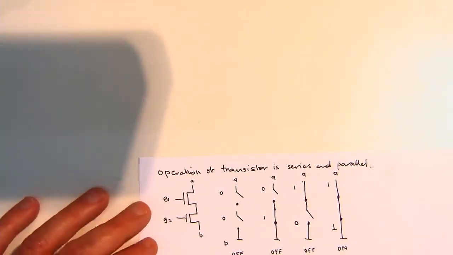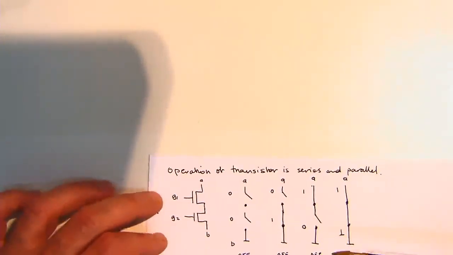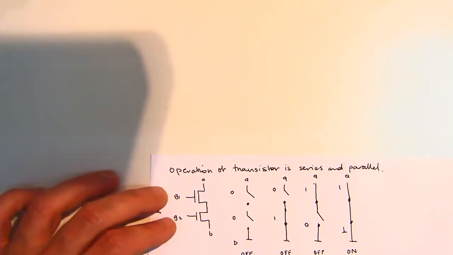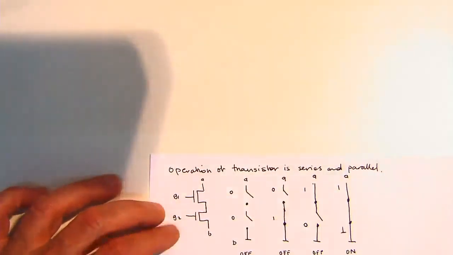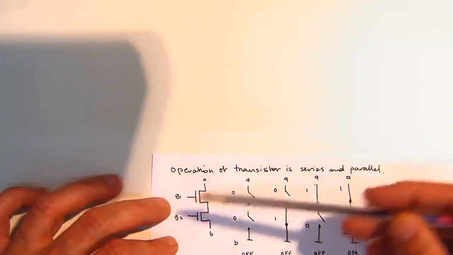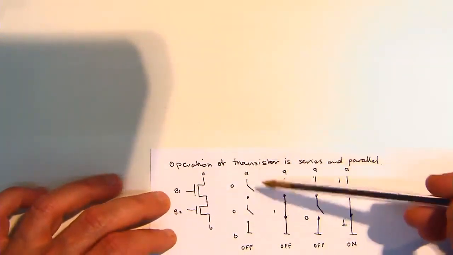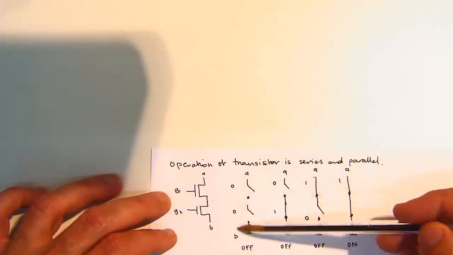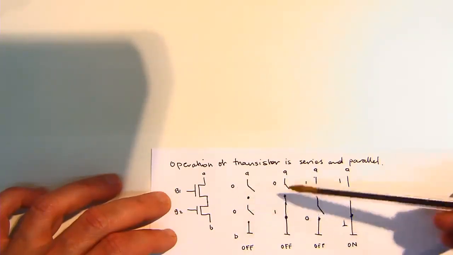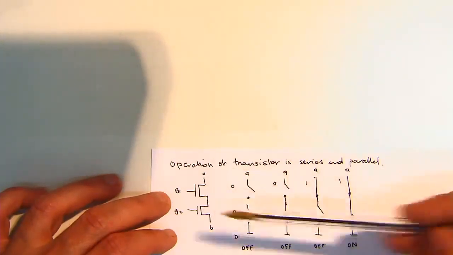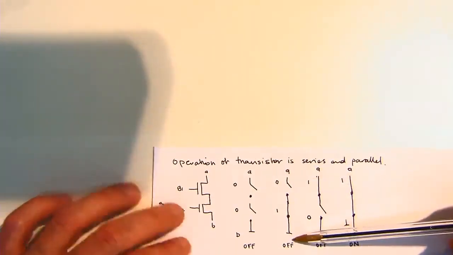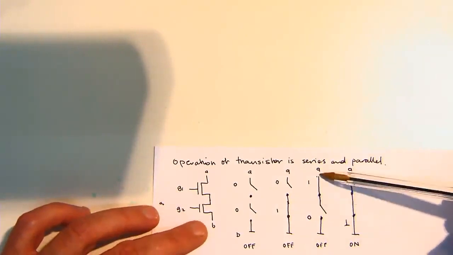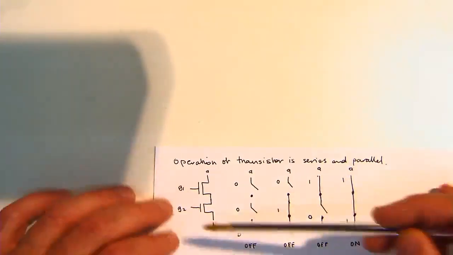Now, I'll just remind you of this. Essentially, I'm going to talk about if I had two NMOS transistors, depending on what G1 and G2 are, in series. If the inputs are 0, this series is off. If one of them's on, it's still off. It doesn't matter which one, both have to be on for this to be on.